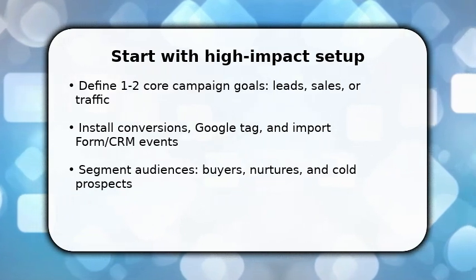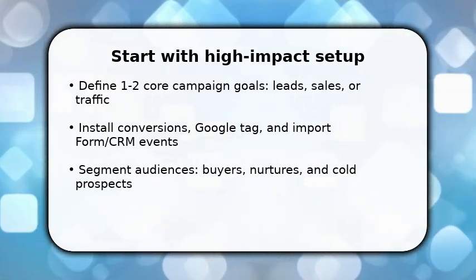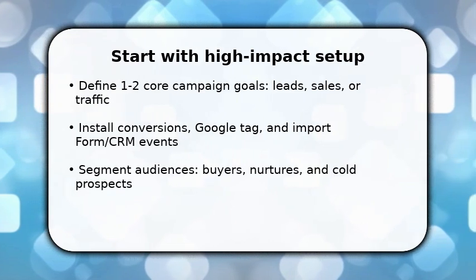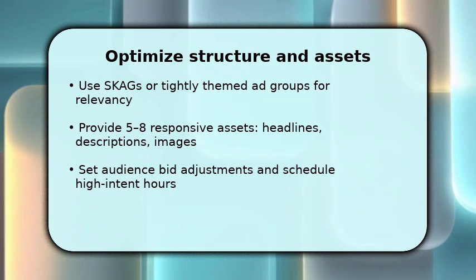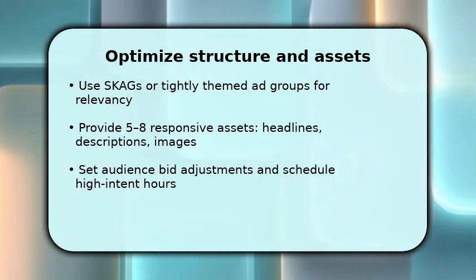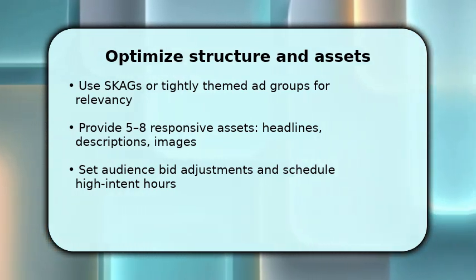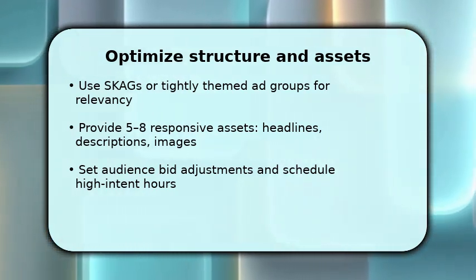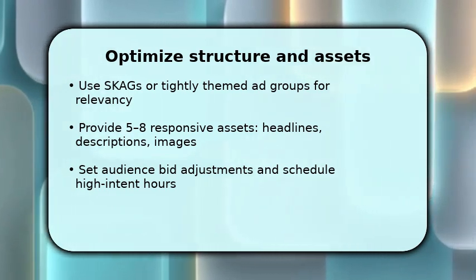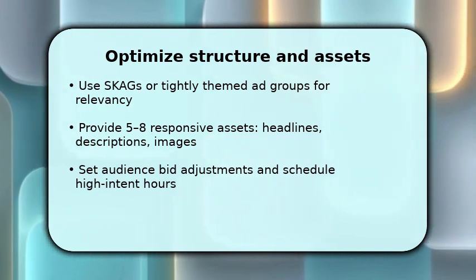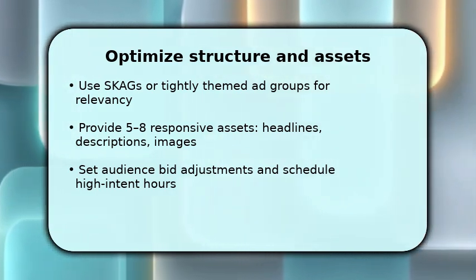Next, tighten your account structure. Create tightly themed ad groups so quality score and relevance improve. You should supply 5 to 8 responsive assets, headlines, descriptions, and images, so Google's machine can test combinations and learn quickly. Then set audience bid adjustments and ad schedules focused on high-intent hours. This increases efficiency and reduces wasted spend.